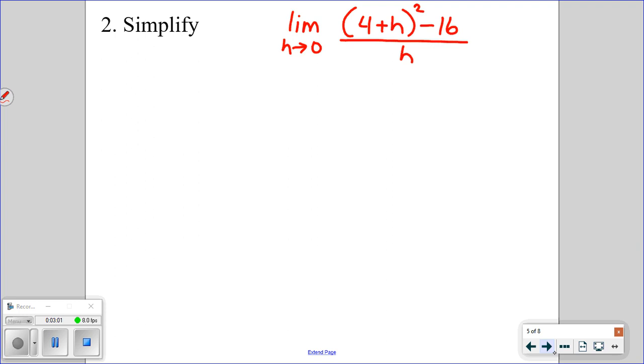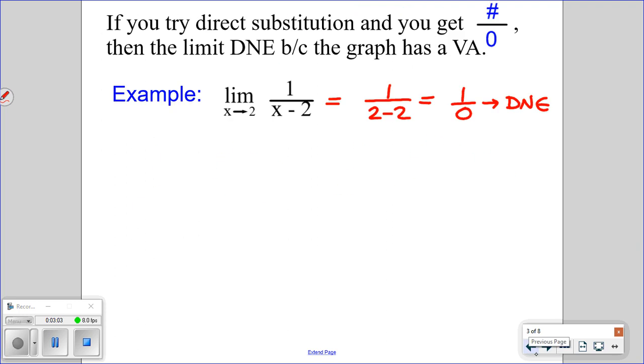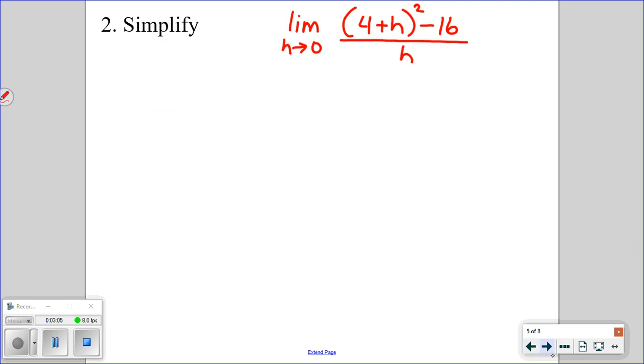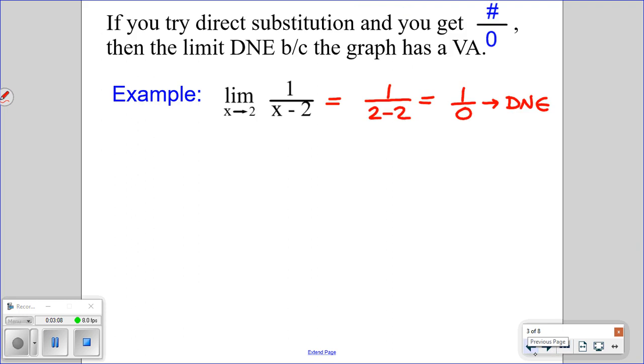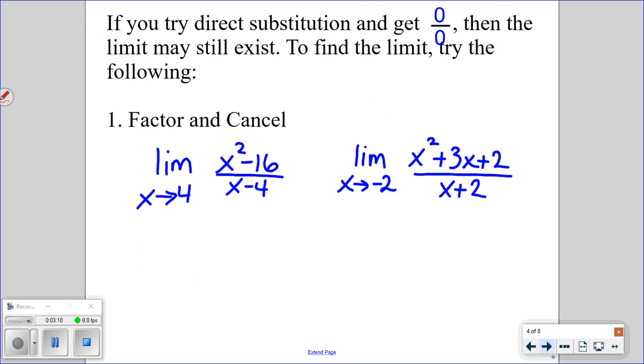Okay, the third scenario is you try direct substitution, but this time you get 0 divided by 0. Now 0 over 0 is what we call an indeterminate form. So honestly, guys, this really leaves you with a question mark. The limit may still exist when you get 0 over 0.